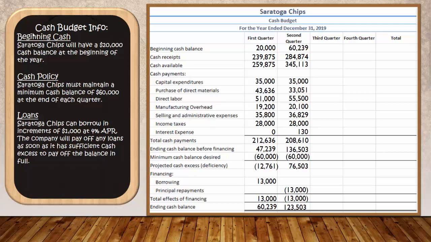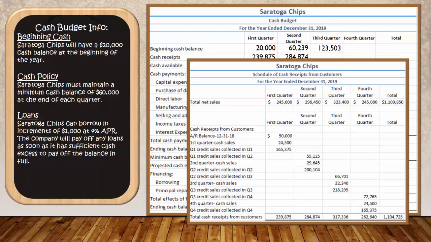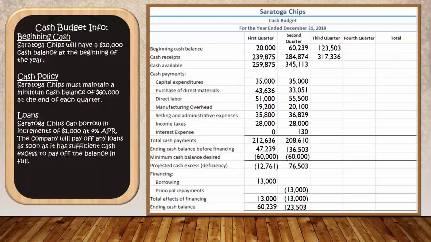The ending cash balance we have of $123,503 at the end of the second quarter becomes our beginning cash balance at the beginning of the third quarter. So we carry that $123,503 over to the beginning of the third quarter. To figure out our amount of cash receipts during the third quarter, we once again go to our schedule of cash receipts from customers, and we see that we are going to collect $317,336 from our customers during the third quarter.